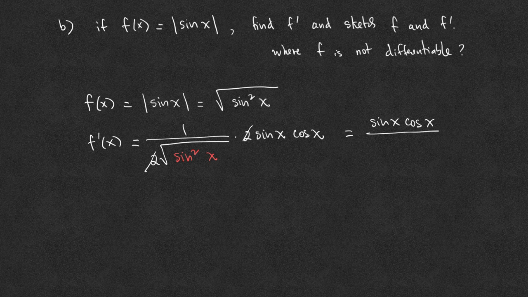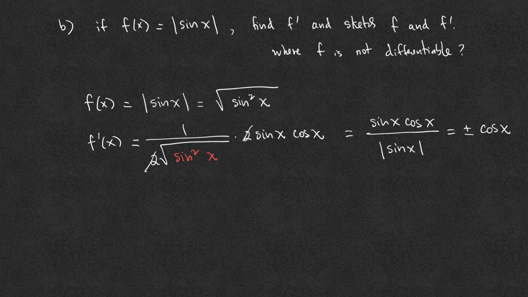The square root of sine squared of x is, by definition, the absolute value of sine of x. And so this is plus or minus cosine of x, because the absolute value of sine of x is either positive or negative sine of x, and sine of x cancels out.